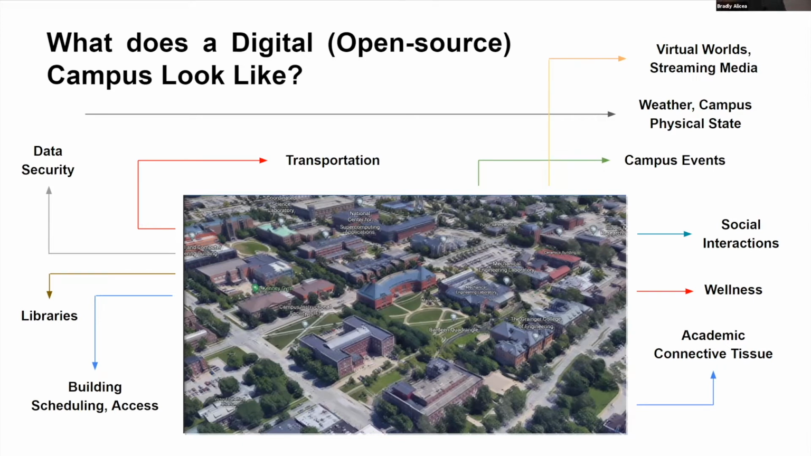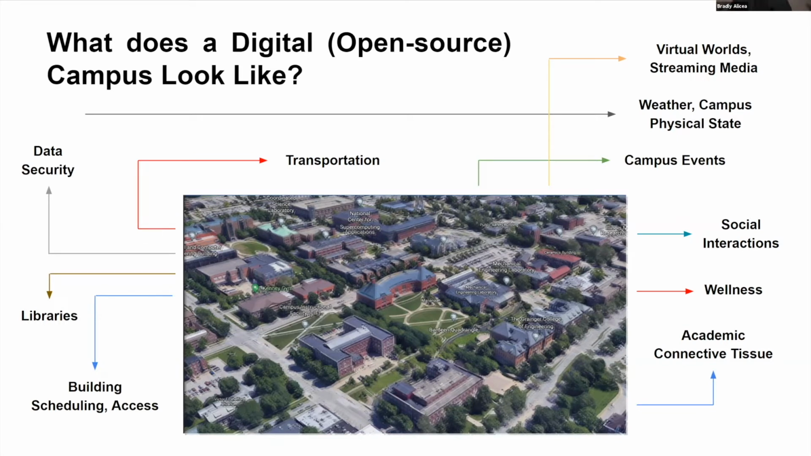So we have all sorts of issues here that I've listed with arrows. We have transportation, we have data security, we have libraries, we have the weather and the campus physical state. We have virtual worlds and streaming media. So what we're doing here with Zoom is a campus function. We have campus events that happen all day, all over campus. We have social interactions, we have wellness, and we have this academic connective tissue, which is an interesting area I'm going to talk about a little bit later.